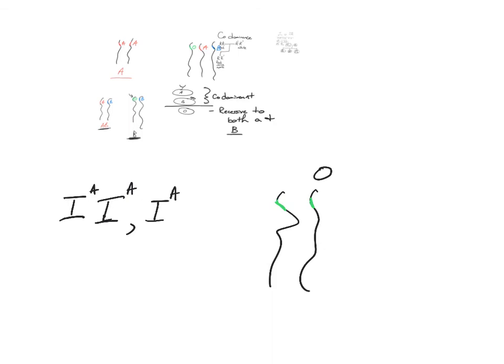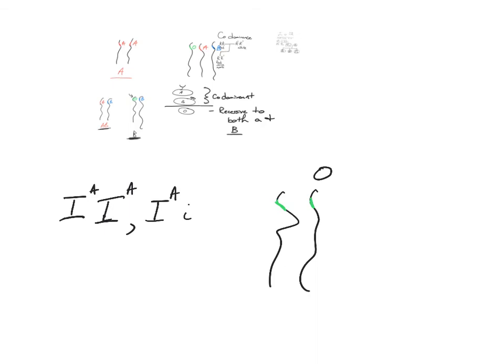Right, or O. Now, instead of saying IO, we use the I again, but it's little i, because it's recessive. Are we clear? Little i because it's recessive. Does that make sense? Yes?